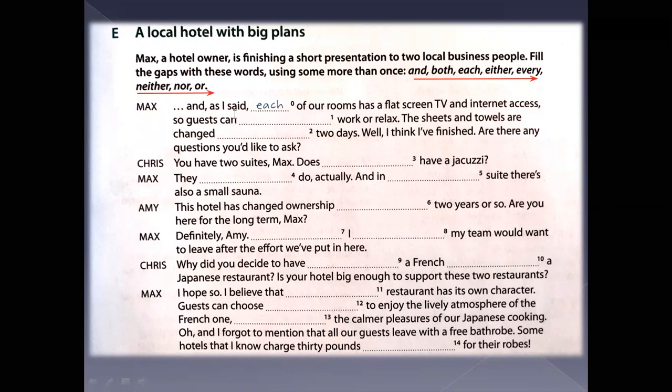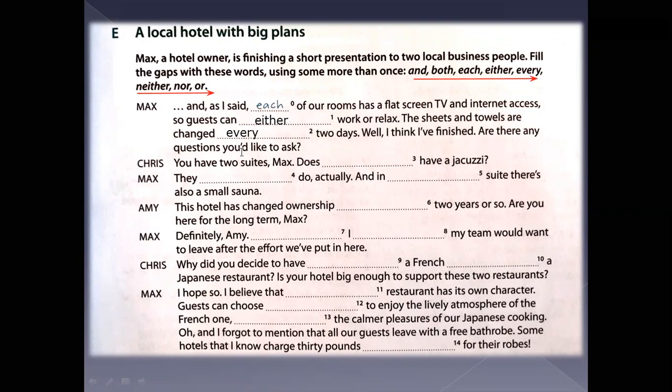So, as I said, each of our rooms has a flat screen TV and internet access, so guests can either work or relax. The sheets and towels are changed every 2 days. Every 2 days. Well, I think I finished.